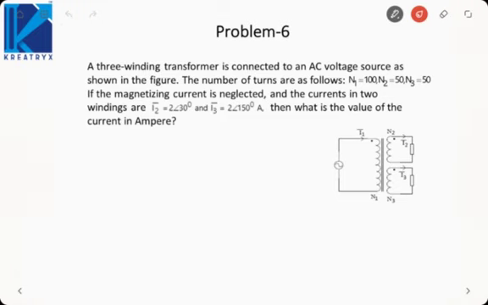Again, we have been given a 3-winding transformer which is connected to an AC voltage source. The number of turns are 100, 50 and 50. If we are neglecting the magnetizing current, I2 and I3 are given, we need to find the current I1. Okay. So let us transform I2 and I3 into the primary winding. I2 dash will be I2 into N1 by N2. I2 is given as 2 angle 30.